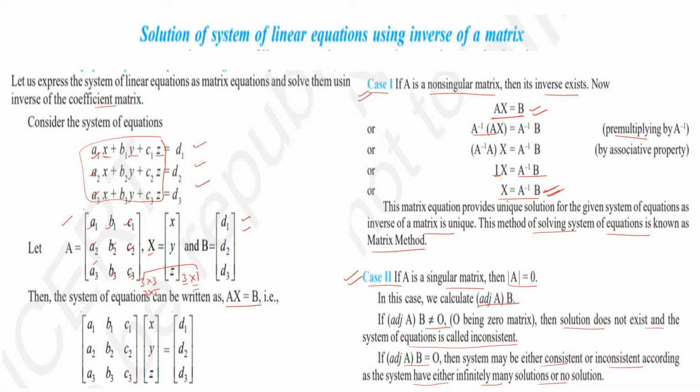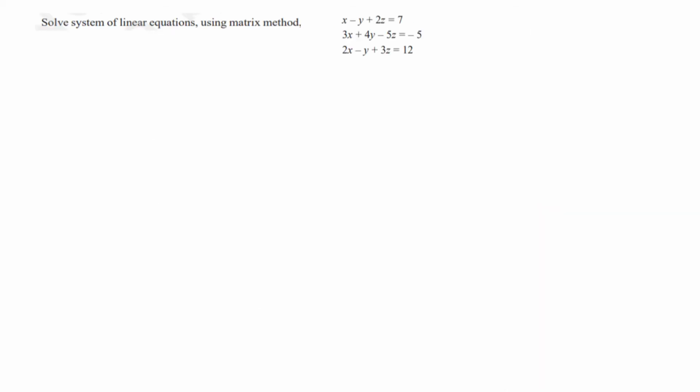So in this video, we will study our case number 1. So let us take the example concerned to it. Solve the system of linear equations, and the system of linear equations here is x minus y plus 2z equal to 7, 3x plus 4y minus 5z equal to minus 5, 2x minus y plus 3z equal to 12 using matrix method. So let us start solving it.